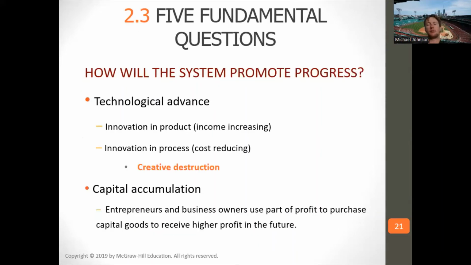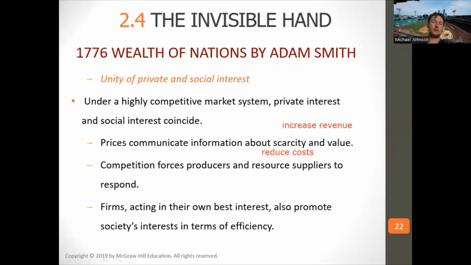And then how will the system promote progress, technological advance? So innovation in product increasing income, innovation in process reducing cost. So this would reduce costs, innovation in process, and this would increase revenue, innovation in product. And then capital accumulation. Entrepreneurs and business owners use part of profit to purchase capital goods to receive higher profit in the future.